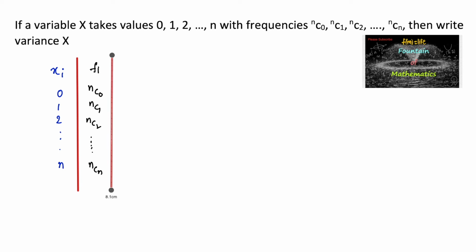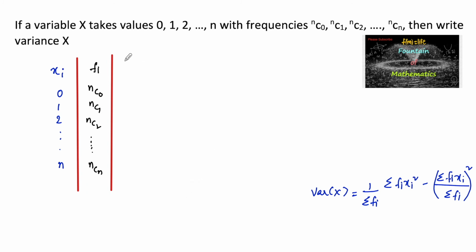For a discrete frequency distribution, the variance of the variable x is equal to 1 upon summation of fi into [summation of fi xi square minus (summation of fi xi upon summation of fi) whole square]. So let us use this formula. Let us find fi xi. Let us consider fi xi, that is 0 into nC0.